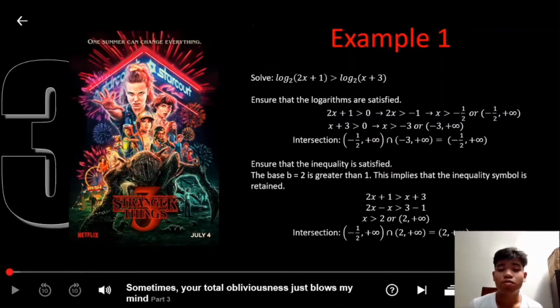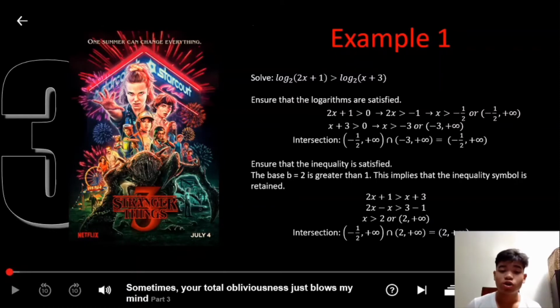Then we will simplify it: x plus 3 is greater than 0, x is greater than negative 3, or negative 3 to infinity. So our intersection is negative 1/2 to infinity intersected with negative 3 to infinity, which equals negative 1/2 to infinity. So let us not stop there.